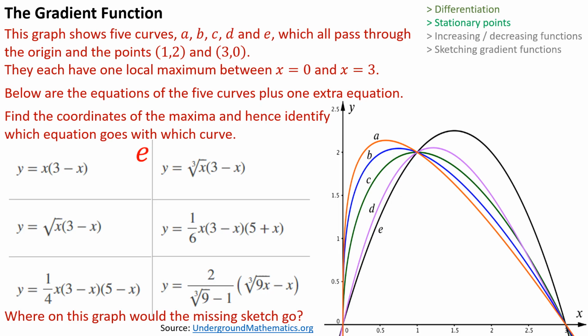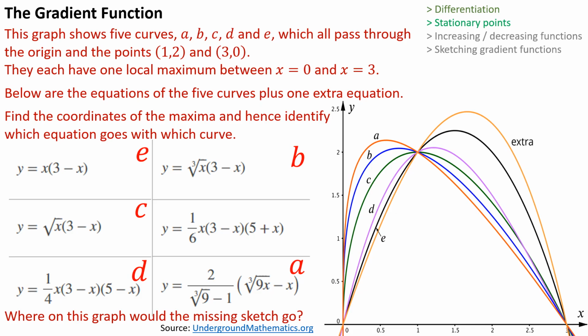All right, so I got the following: E, C, D, B, and then the last one is A, which makes that 1/6 x(3 − x)(5 + x) into the extra graph, and that's shown up on the diagram there.